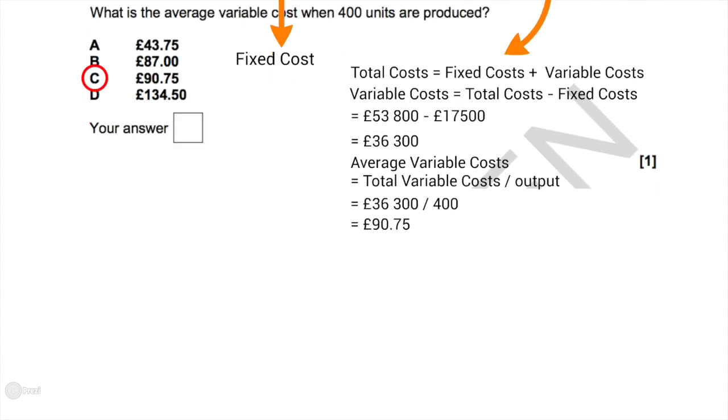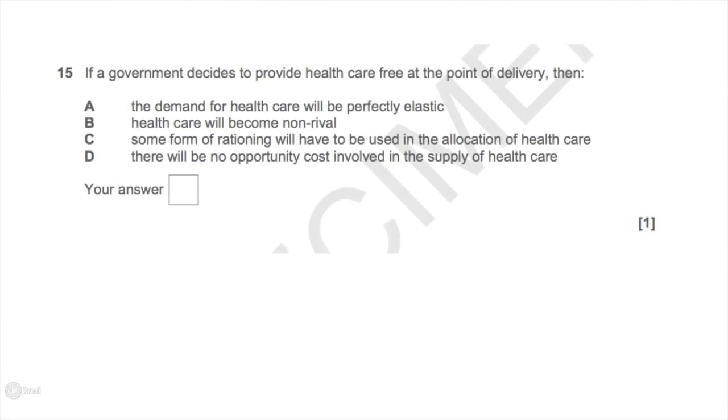So now we have the final question for this multiple choice section. It asks, if a government decides to provide healthcare free at the point of delivery, then A, the demand for healthcare will be perfectly elastic. B, healthcare will become non-rival. C, some form of rationing will have to be used in the allocation of healthcare. D, there will be no opportunity cost involved in the supply of healthcare.